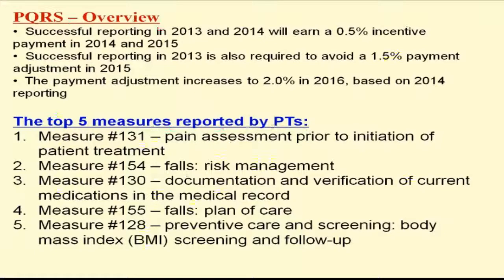So the top 5 measures reported by PTs include Measure 131, which is the pain assessment, Measure 154 for falls risk management, Measure 130 for documentation and verification of current medications in the record, Measure 155 falls plan of care, Measure 128 preventive care and screening. This is for a BMI screening and follow-up.